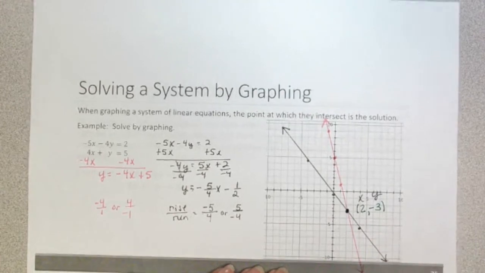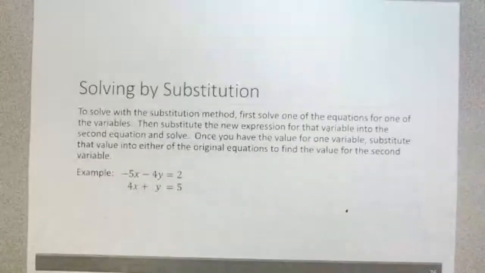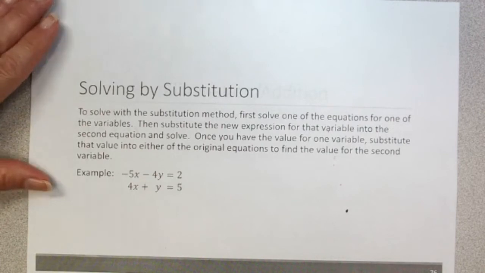Okay, so there's the first method for solving a system of equations by graphing them. The second method is to solve them by substitution. It's referred to as the substitution method. With this method, we're going to solve one of the equations for one of the variables, and then substitute that new expression into the other equation for that variable.